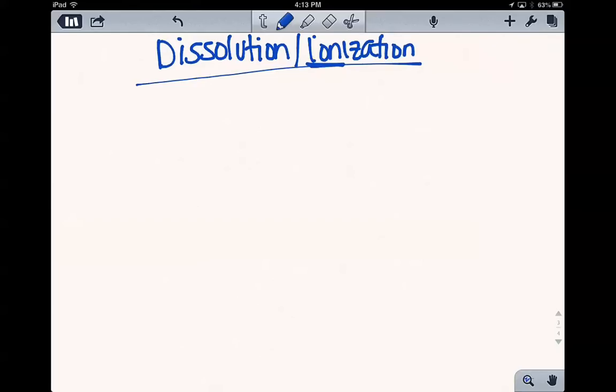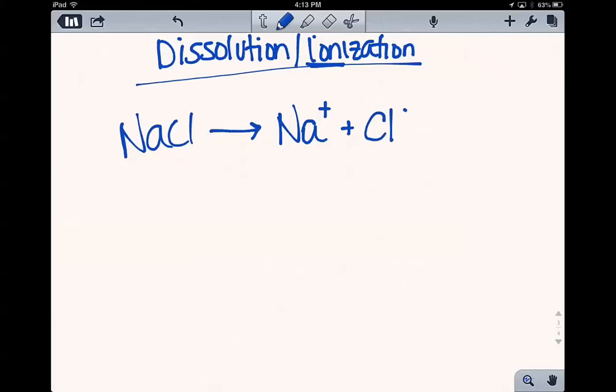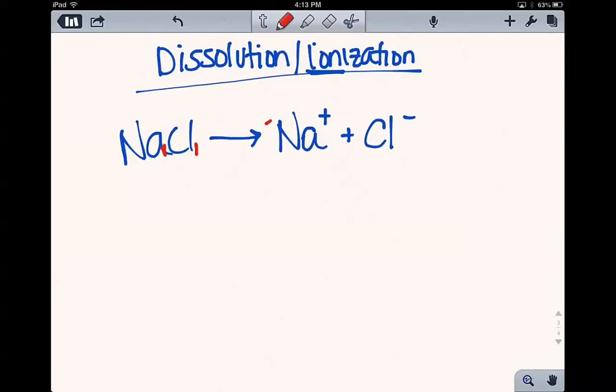Well, let's say we have the salt sodium chloride. Everybody knows the formula for sodium chloride is NaCl. Well, when you dissolve it in water, it separates into the ions of sodium and chloride. And it does this in a 1-to-1 ratio. And the reason I know it's a 1-to-1 ratio is because over here in the formula, we don't have any subscripts. And so we always just assume that they're 1, which means that for each sodium chloride, I am going to get 1 sodium and 1 chloride.